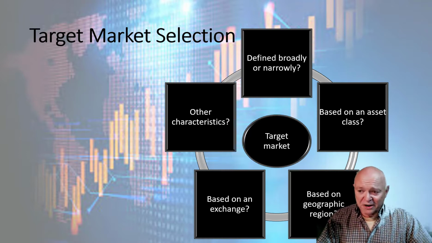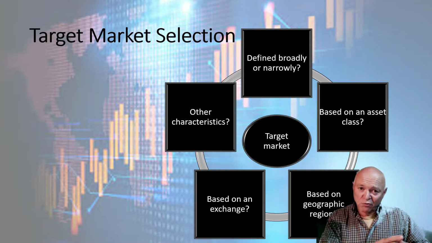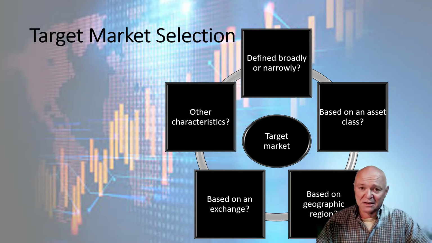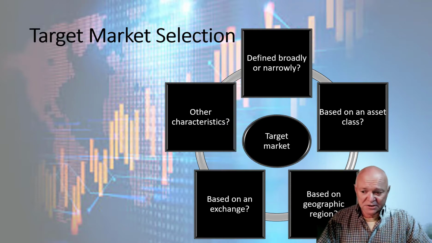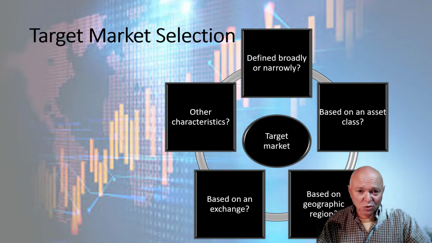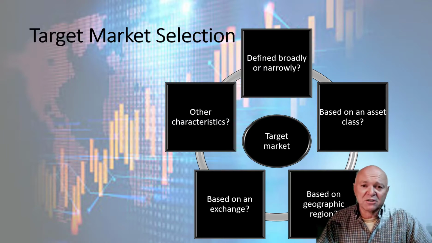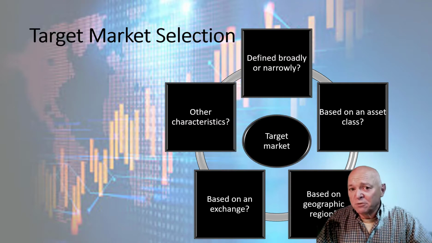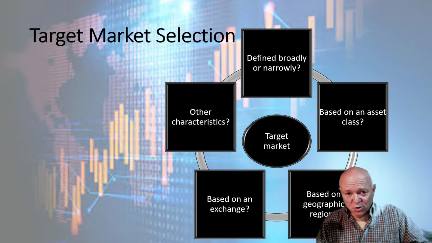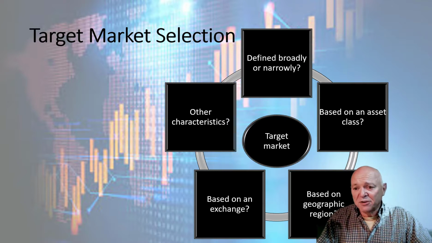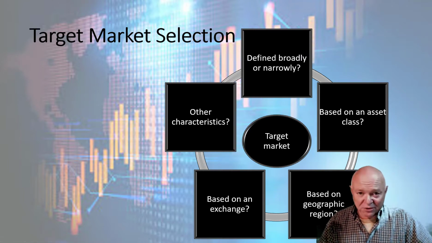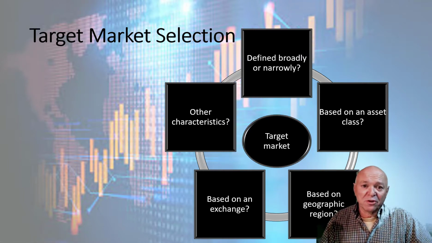Think about the target market. Is it going to be very broad or very narrow? Will it be an index of all stocks or of one particular industry within that market? Will it be based on an asset class like stocks or bonds? Will it be geographically focused: North America, Japan, emerging markets, and so on? Or perhaps it could be based on an exchange, the New York Stock Exchange, the NASDAQ exchange, for example. And there may be other characteristics that will be part of that decision: sectoral focus, for example, or high growth or high tech.